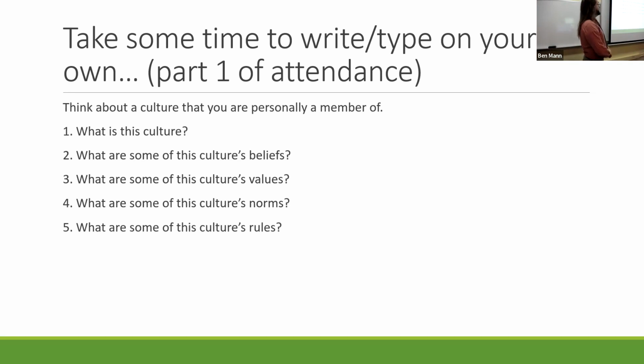Easy way to think about dividing these up is to say, what is true, what is important, what is unstated, what is stated.